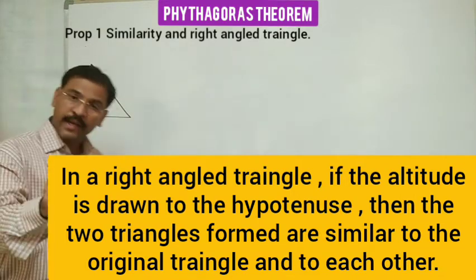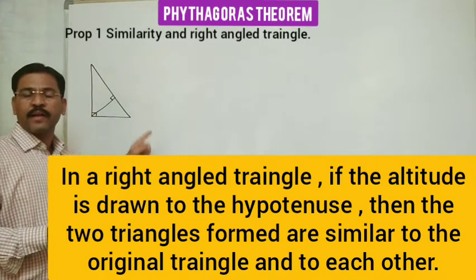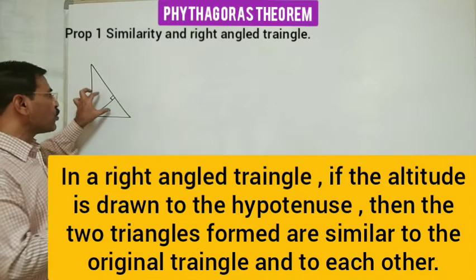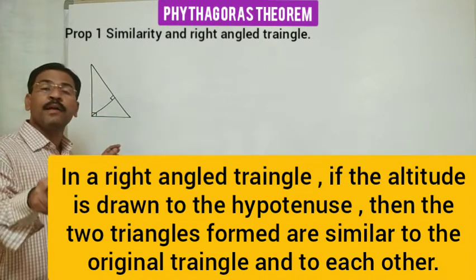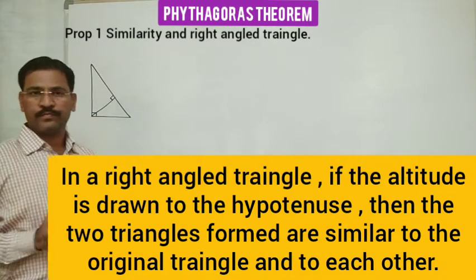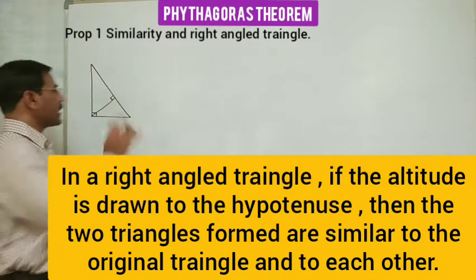There is one right angle and the altitude drawn from the vertex of the right angle to its hypotenuse. Then the two new triangles formed are obviously right-angled. They are similar to the original triangle and to each other also. That part we have to prove. It is very important. Look here, I'll write the names here.